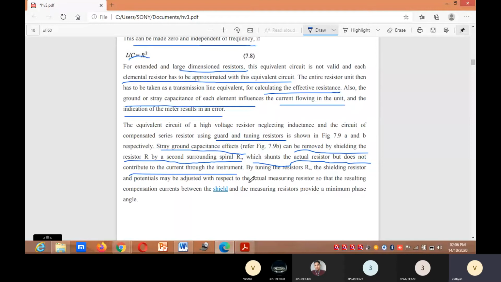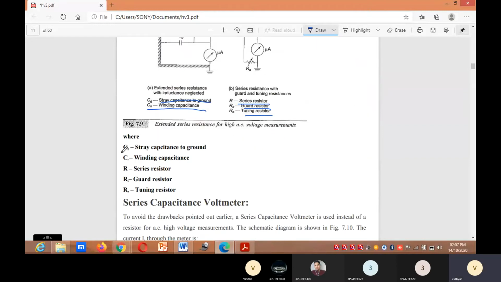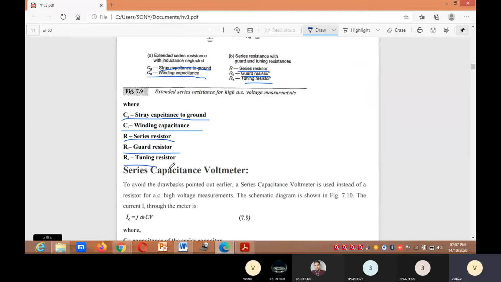So the resulting compensation current between the shield and the measuring resistor provides a minimum phase angle. They are saying that by using the tuning resistor, we can adjust the potential of the shielding resistor with respect to the actual measuring resistor, so that it results in compensation currents between the shield and the measuring resistor, and it will provide a minimum phase angle. This is the diagram, where Cg is the stray capacitance to ground, Cs is the winding capacitance, R is the series resistance, RS is the guard resistance, and RA is the tuning resistance.